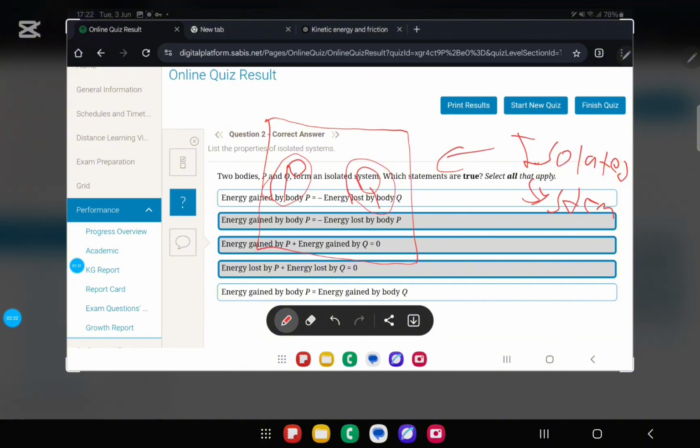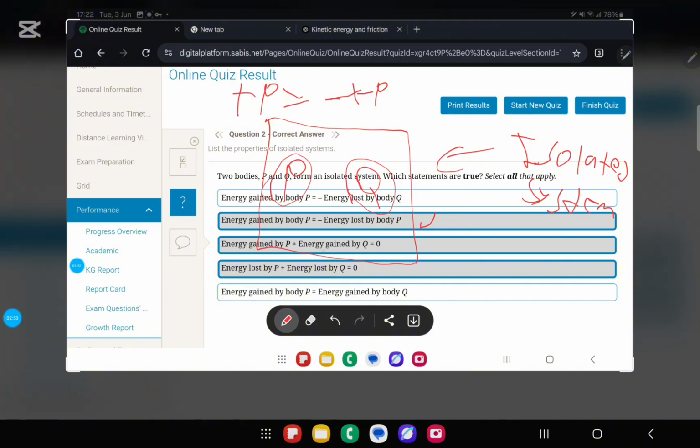Which statements are true? Now, energy gained by P equals the negative energy lost by P. They're saying here that the energy gained by P, so plus P, is equal to the negative of the energy lost by P, so minus P. And a negative makes a positive, so they're basically the same thing. It means negative energy lost by body P is the same as energy gained by body P. So this is correct.